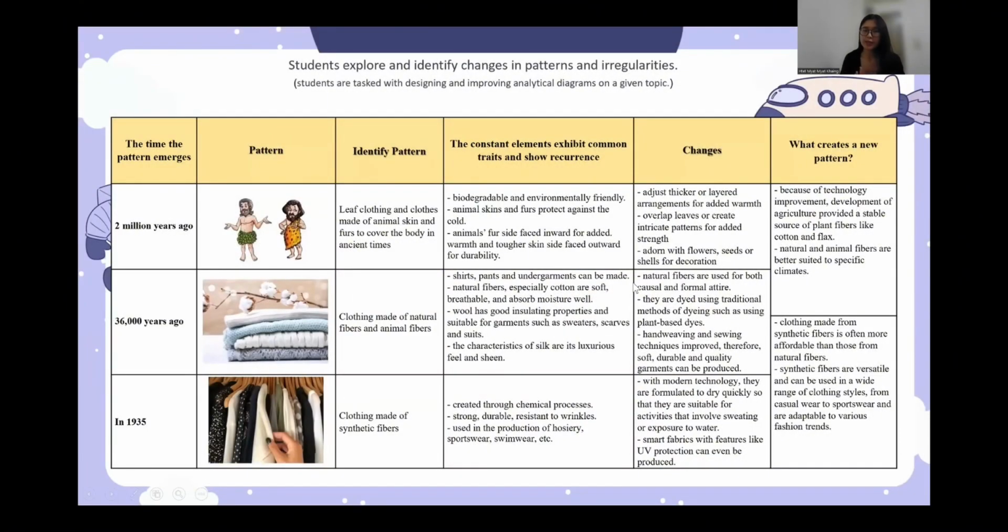So, I'm going to explain the changes in patterns and irregularities in the evolution of clothing. There are three patterns that I describe here. The first one is leaf clothing and clothes made of animal skin and fur.